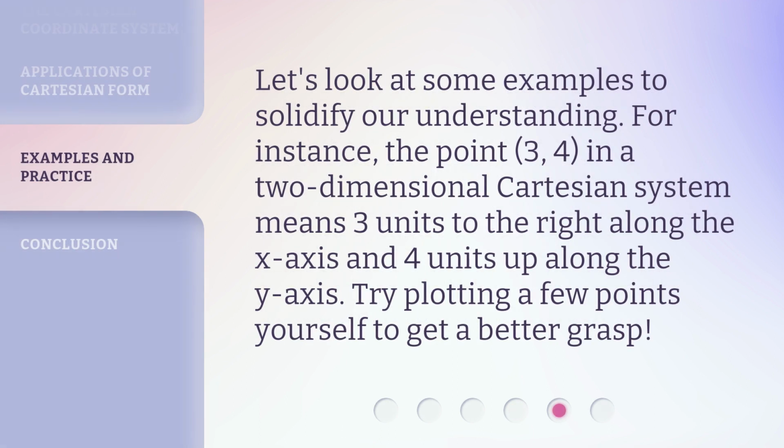Let's look at some examples to solidify our understanding. For instance, the point (3, 4) in a 2-dimensional Cartesian system means 3 units to the right along the x-axis and 4 units up along the y-axis. Try plotting a few points yourself to get a better grasp.